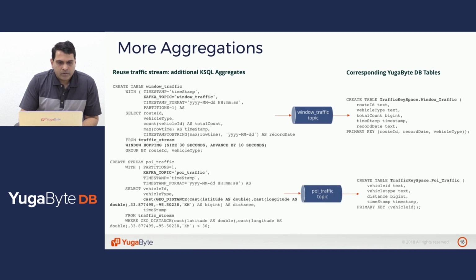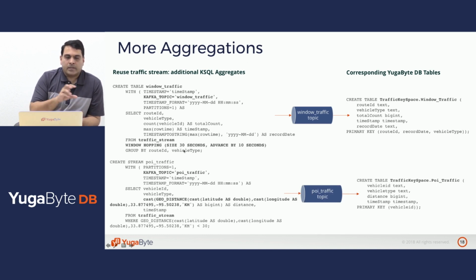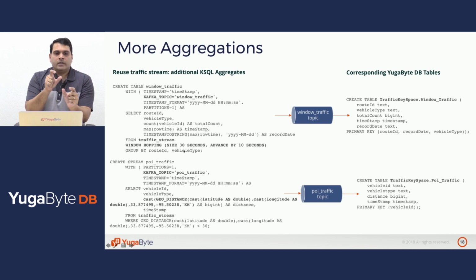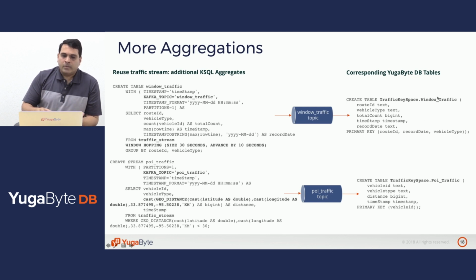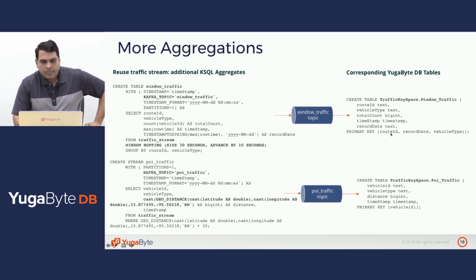A couple more examples of the aggregation. We have the window traffic, which takes a 30-second window, and every advance it goes by 10 seconds, so you have an overlap of 20 seconds. And that is going into a different table in Cassandra query language compatible format, which does the aggregation and tracks the long-term information for that kind of traffic.